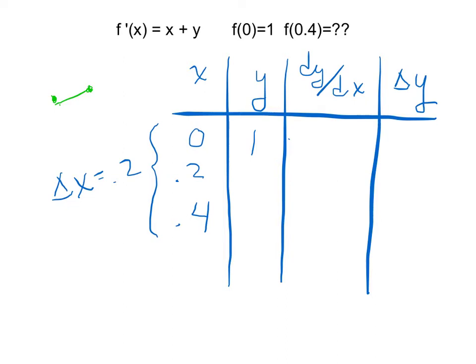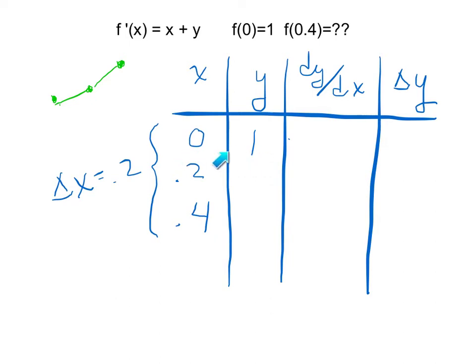And then we're going to get a new slope at that new location and draw a new segment and go out to a new place. And that will be at x equals 0.4, and the y value there will be the solution, or the approximate solution, to this problem. So let's see if we can do that numerically.